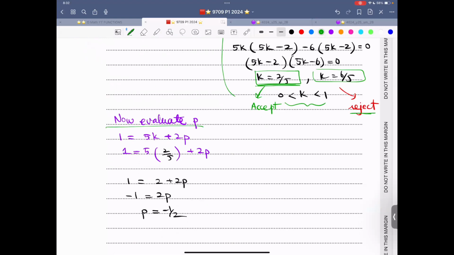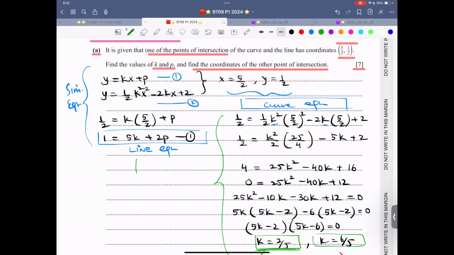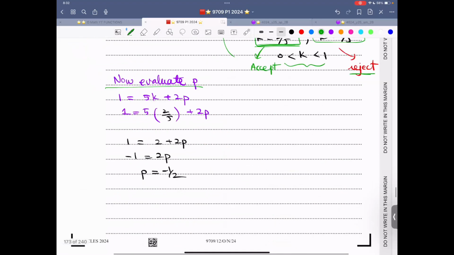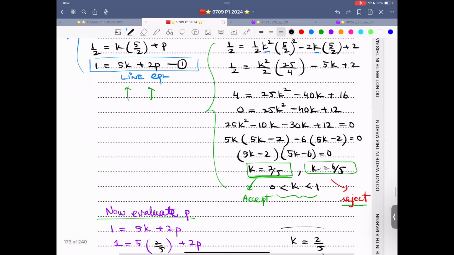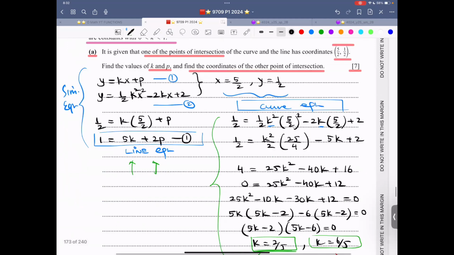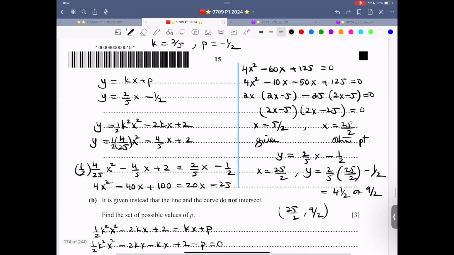Now evaluate p. Plug into this line equation, and the value of p comes out to be -1/2. Make a habit of writing at the end. So therefore k is 2/5 and p is -1/2. So that is the first part, and that was worth 7 marks. I think it was moderate, not easy, not difficult.